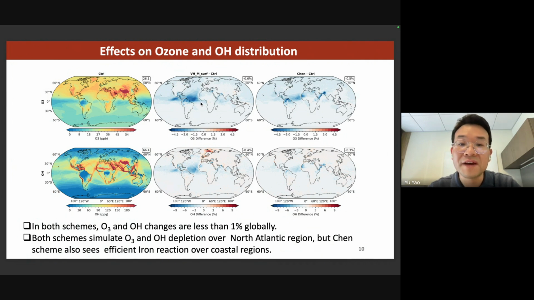So here we can find both MDSA parameterizations reduce the ozone and the OH. For the parameterization using the Verhagen Maiden scheme, the changes, especially the decrease, are most obvious over the ocean region, while using the TEN scheme, the changes are more obvious over the coastal region. This spatial pattern is consistent with the chlorine production rates we discussed before.